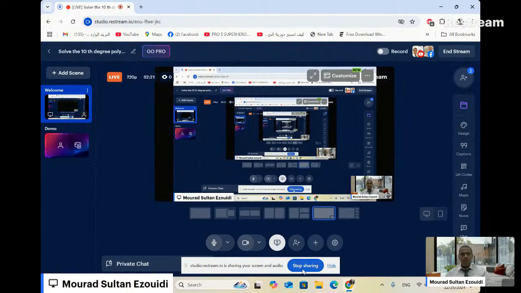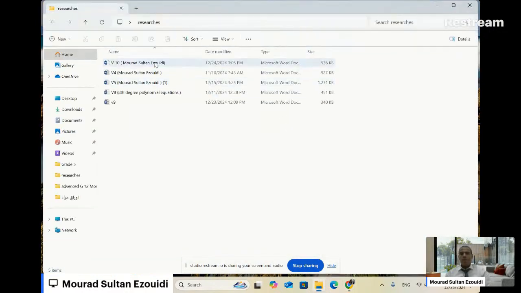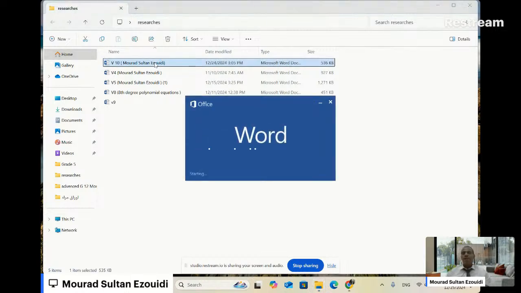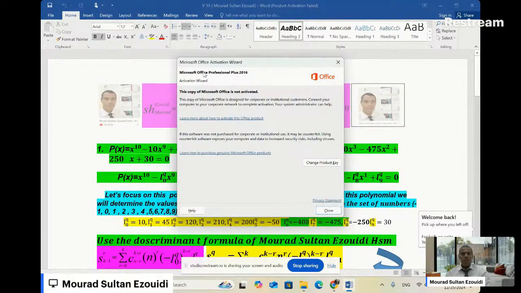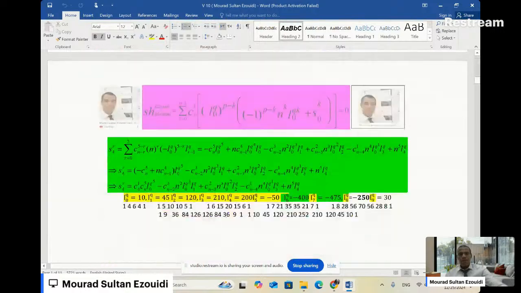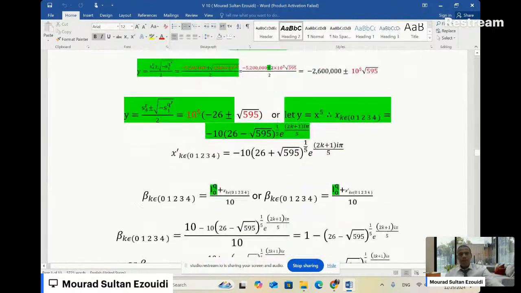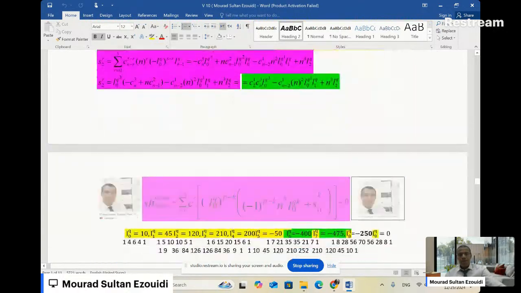So we go back here, where you search 10th degree polynomial equation. This one. Here we have in fact 4 examples. We try to solve two 10th degree polynomial equations and also two 9th degree polynomial equations. We'll go step by step. Example 2, we did it.